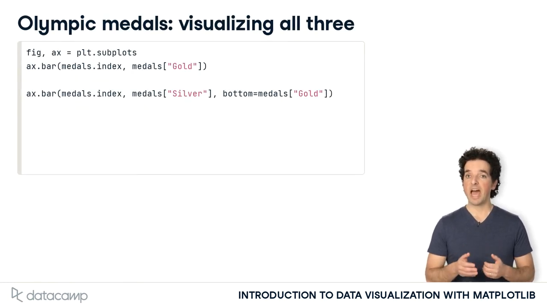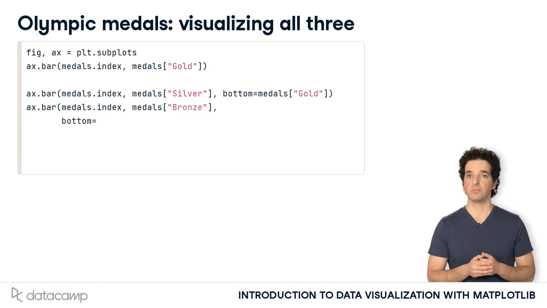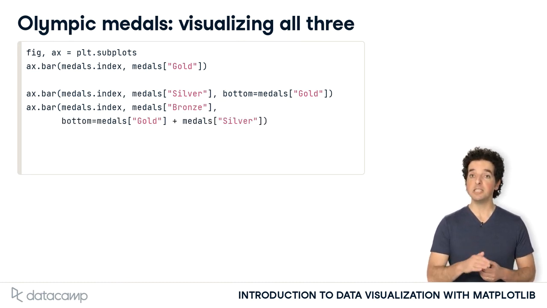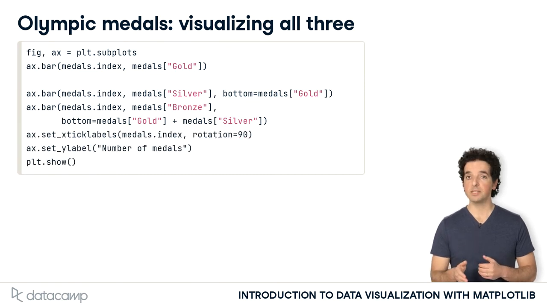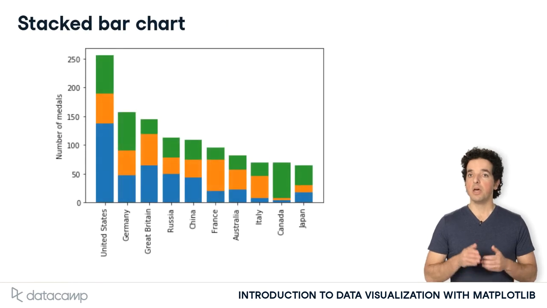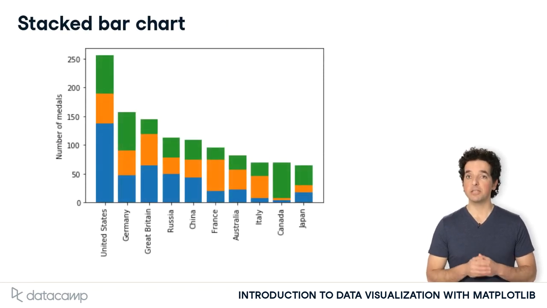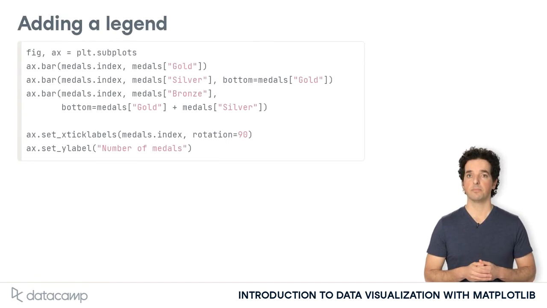Similarly, we can add in the number of bronze medals, setting the bottom of this bar to be the sum of the number of gold medals and the number of silver medals. This is what the full stacked bar chart looks like.